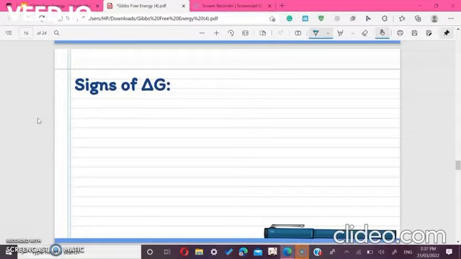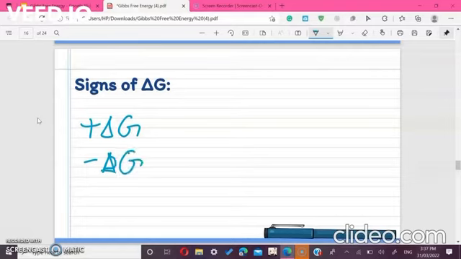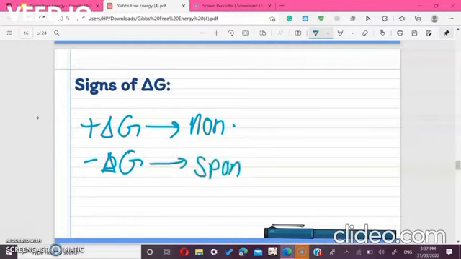In the same way that enthalpy had positive and negative delta H and entropy had positive and negative delta S, delta G also has positive and negative delta G. Let me tell you that positive delta G represents non-spontaneous reactions, whereas negative delta G represents spontaneous reactions. How is that? You can relate positive delta G to positive delta H, and negative delta G to negative delta H.